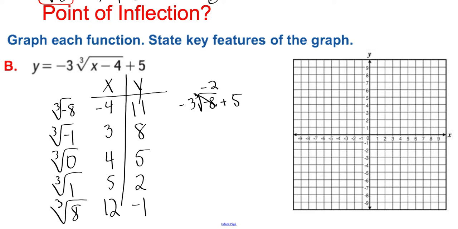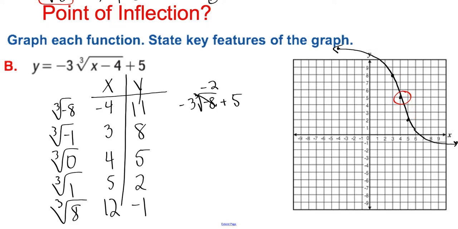And let's graph those. So -4, 11, we're kind of way up here, and then 3, 8 up there, 4, 5 right there, 5, 2 here, 12, -1. So we're kind of out here. So this one looks a little different when we graph it. It starts from the left and then goes to the right. Let's see if I can connect those. And we are here. Point of inflection is right there in the middle. Okay? It's generally the one that's the same distance from those 2 points in the middle. So that's your point of inflection.